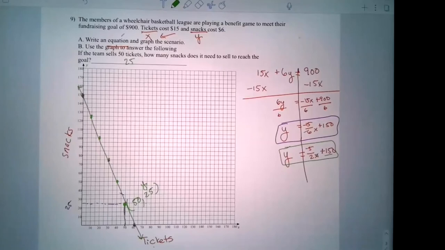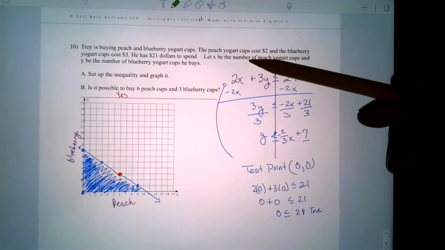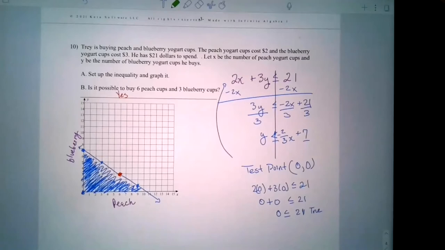All right, and for the last one, it was an inequality. The problem defined your X and your Y for you. It says, Trey is buying peach and blueberry yogurt cups. The peach yogurt cups cost $2 and the blueberry yogurt cups cost $3. He has $21 to spend.